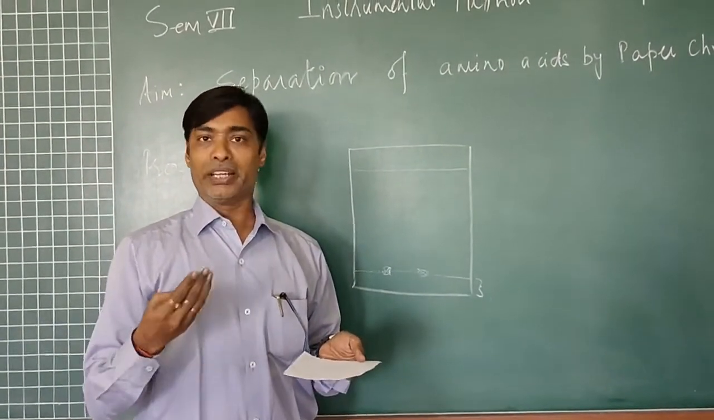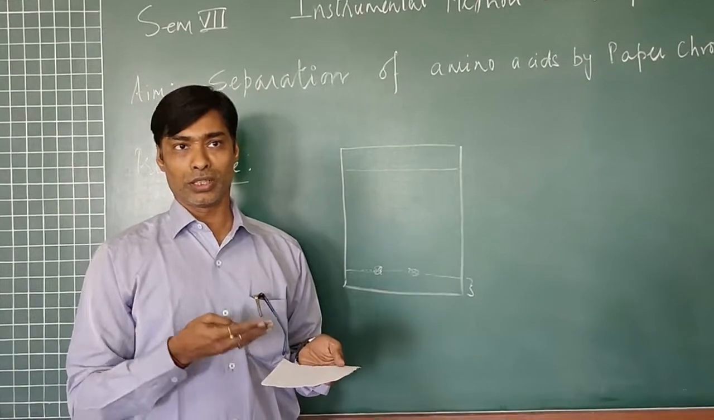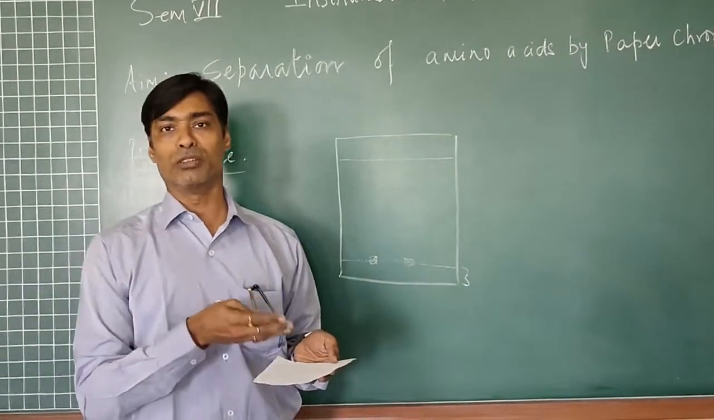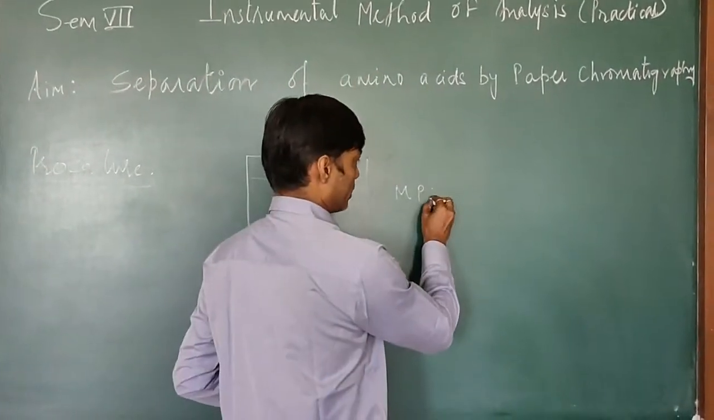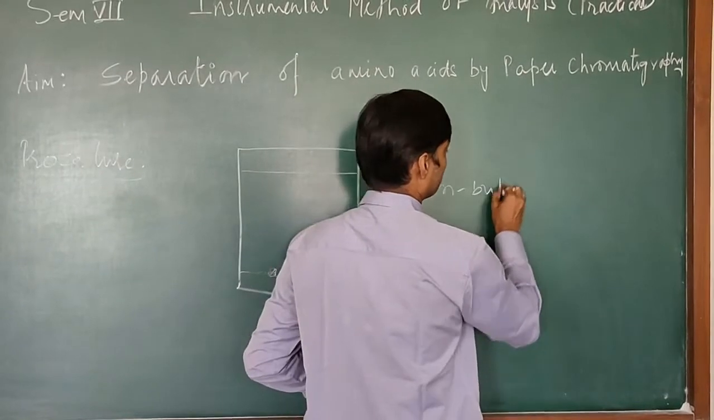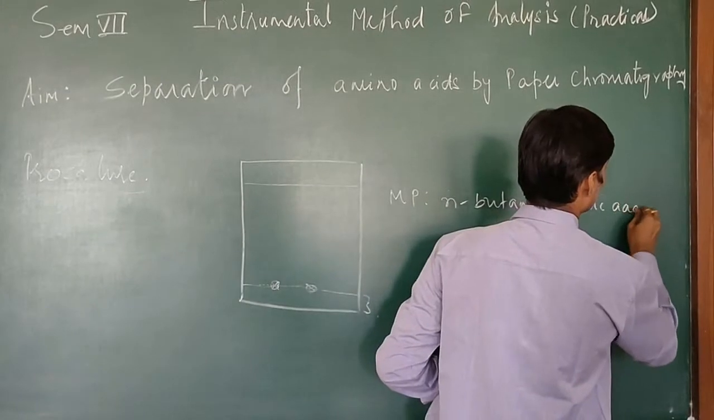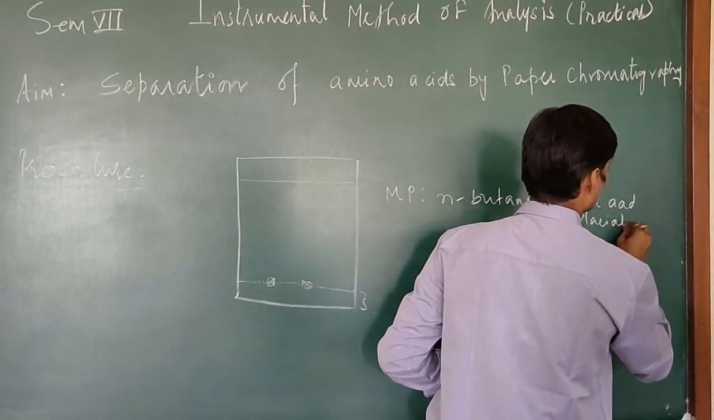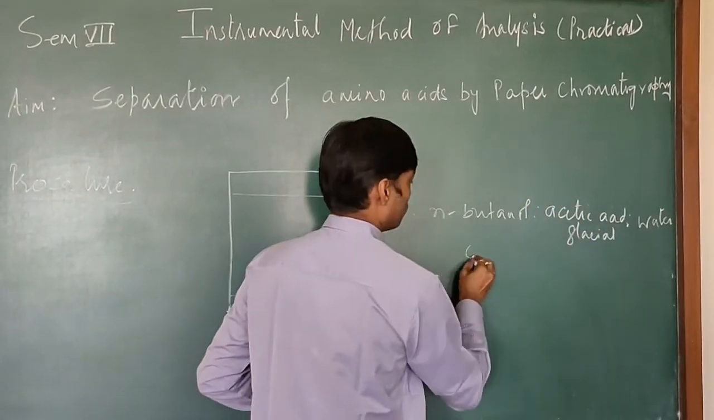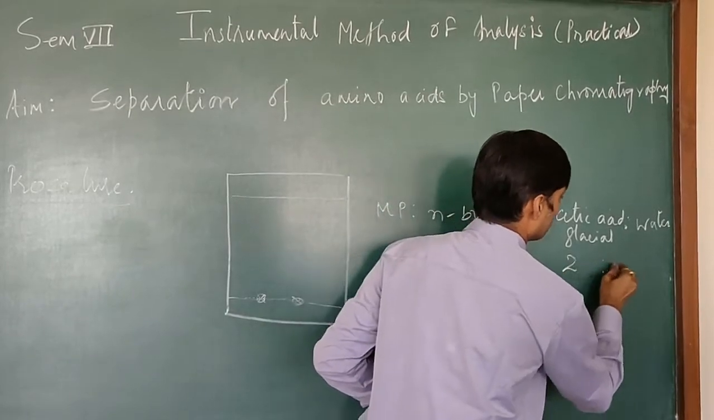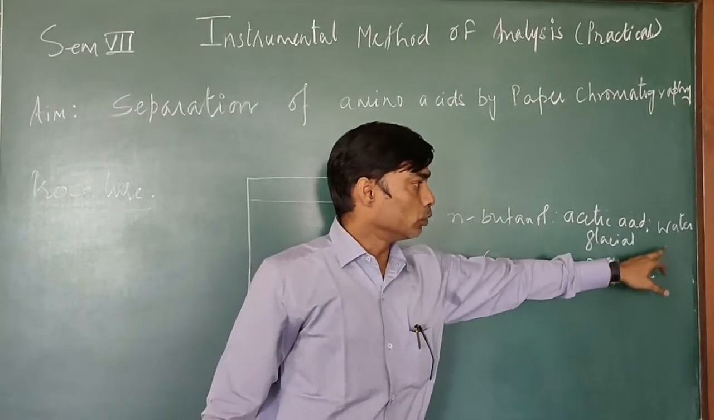And once the waiting period is over in the oven, we can see the purple spot develop for the specific amino acid or the unknown sample which we will be applying on this paper. The mobile phase used during this experimentation comprises butanol, glacial acetic acid, and water. The ratio for 10 ml quantity I am mentioning here is 6 parts n-butanol, 2 parts glacial acetic acid, and 2 parts water.